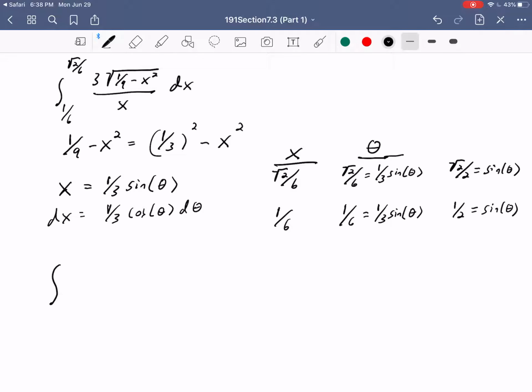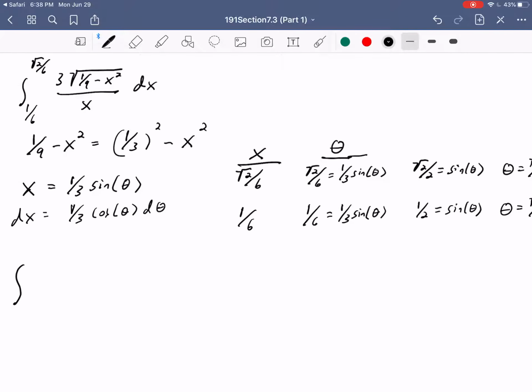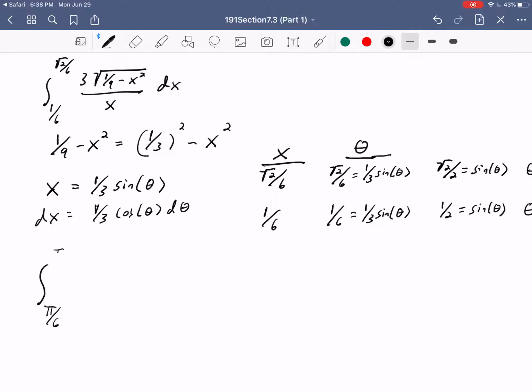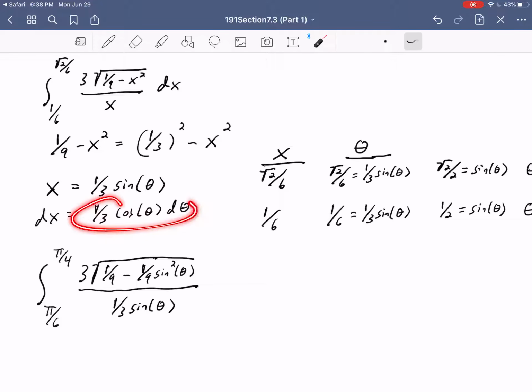Okay, so we can change our bounds and do this substitution. So let's do all that. We now have the integral. Instead of from 1/6 to root 2 over 6, we're now running that integral from pi over 6 up to pi over 4. We still have our 3 right here. Inside of this, we now have the square root of 1/9 minus, plugging in x equals 1/3 sine theta and squaring that, 1/9 sine squared theta. Notice that means we're going to be able to factor out that 1/9. Then dividing by our x, we have 1/3 sine theta, because that's what we plugged in for x. And then we make sure we plug in our dx, which is 1/3 cosine theta d theta.